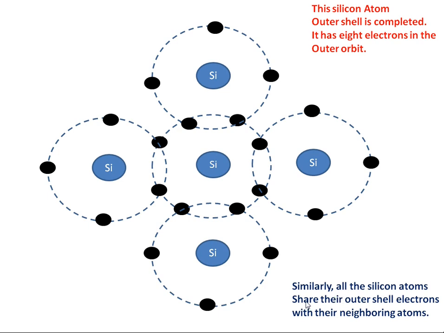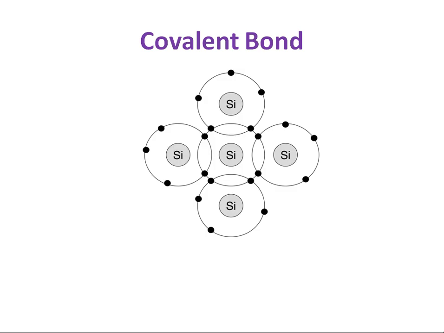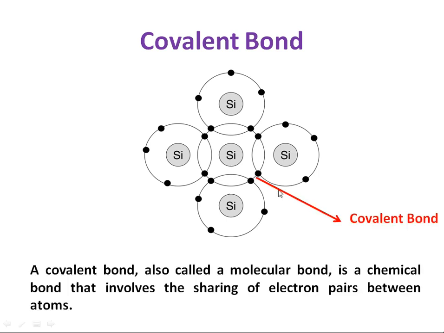Similarly, all the silicon atoms share their outer shell electrons with their neighboring atoms. Only then will stability be attained. You know very well this sharing bond is known as a covalent bond. A covalent bond is also called a molecular bond because there is chemical sharing between these two atoms. It is a chemical bond that involves sharing of electron pairs between the atoms.